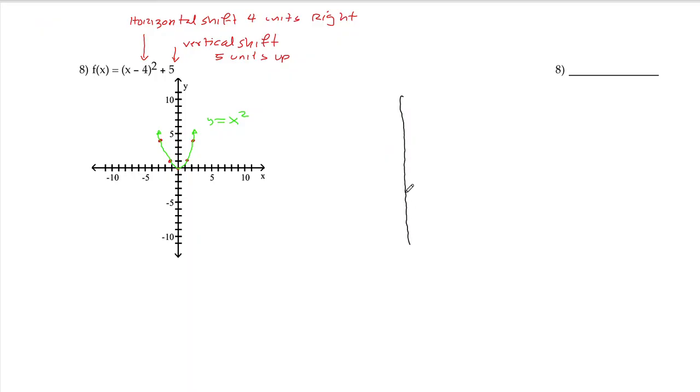I will do one transformation first, either one, and then over the new graph, I will do the second transformation, right? So let me put some coordinates on my axis.